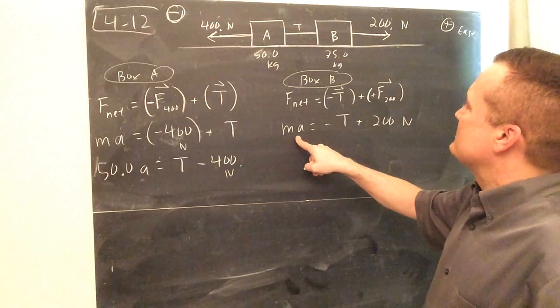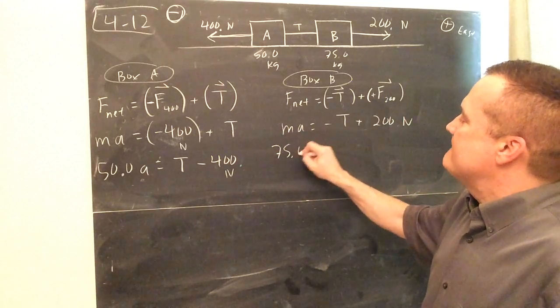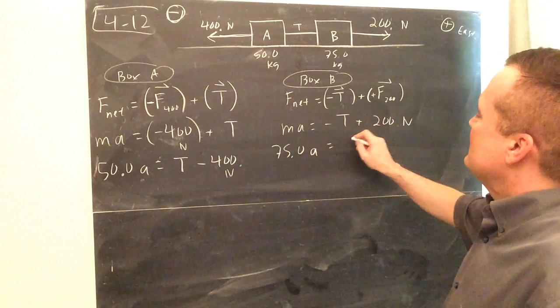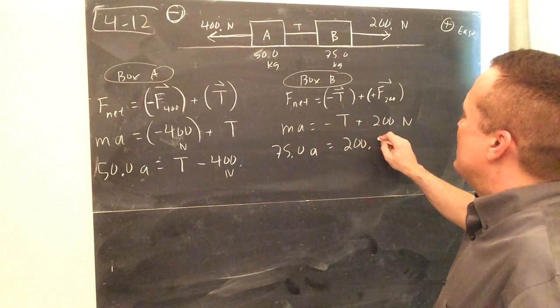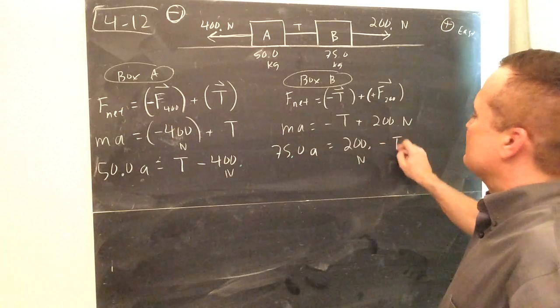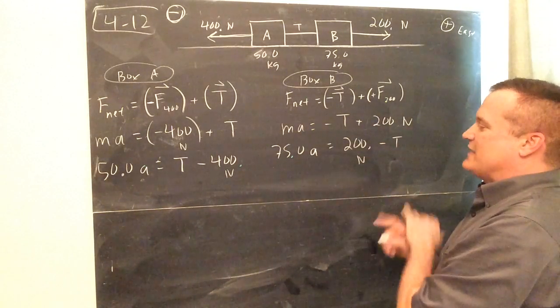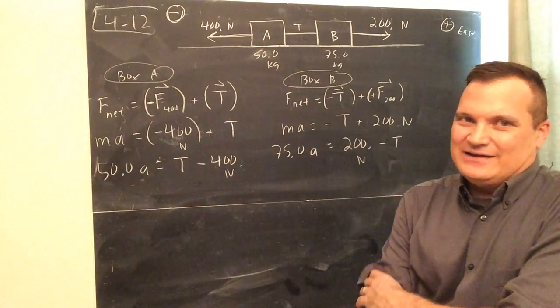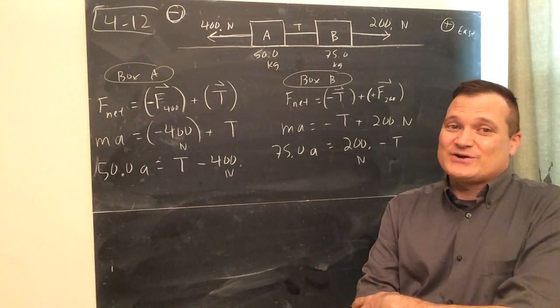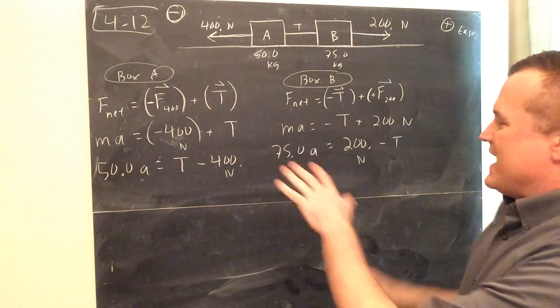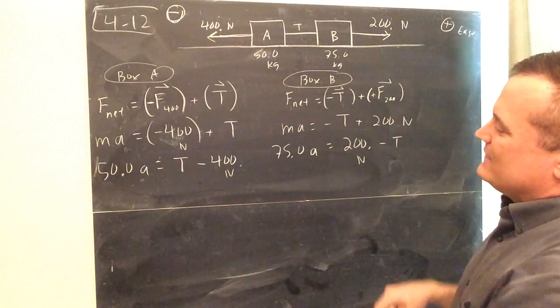And so I'll put in my numbers as well. 75A, 75 for the M, is equal to, I just like to write it that way, 200 minus T. I like to have it, T minus 400 and 200 minus T. I think it's easier to look at it to understand that way. All right. So now can you see what we have put ourselves into? We have a system of equations, and we can now combine them.